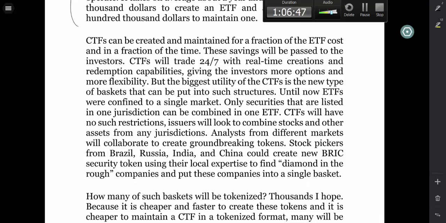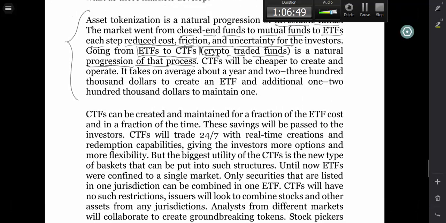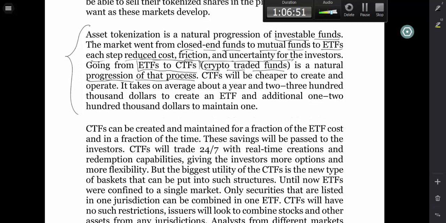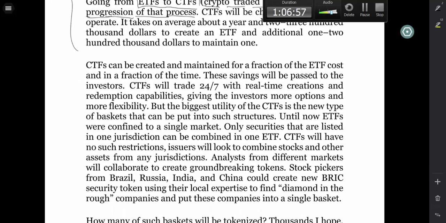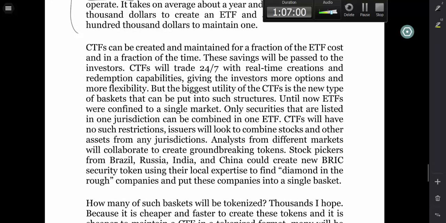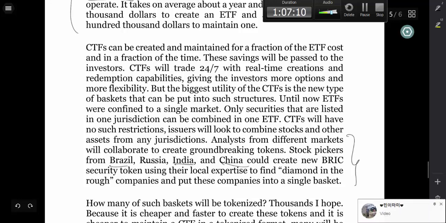Okay, and then the thing about fintech and digitizing assets and tokens is that the key thing, which is an advantage and also a risk, is that they cross all the borders. So you can have an analyst looking to set up a basket which might have some stocks from Brazil and Russia and India and China and so on.